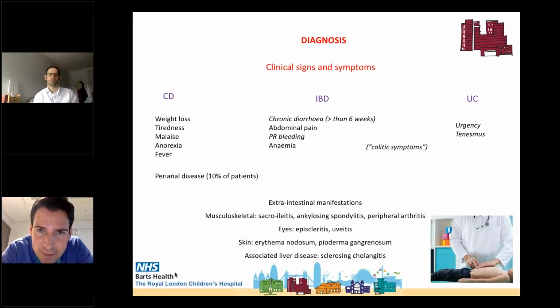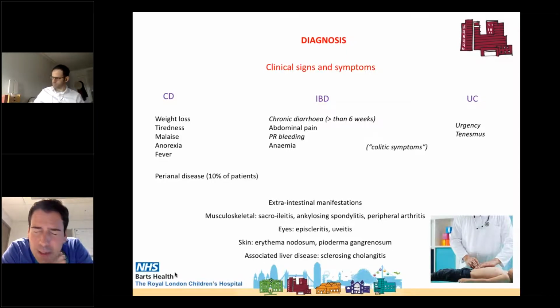So what do you do when you take your history? There are many things to ask. Of course, you'll ask about traveling. You'll think about, could this be an infective diarrhea, for example, colitis. It's very important to ask about the chronicity of the presentation. Normally, we suspect this could be inflammatory bowel disease if the diarrhea has lasted more than 6 weeks. If the history is 2 weeks, 3 weeks, well, you never know, it might still be IBD, absolutely, but then you will need to ask a bit more about possible infective causes.